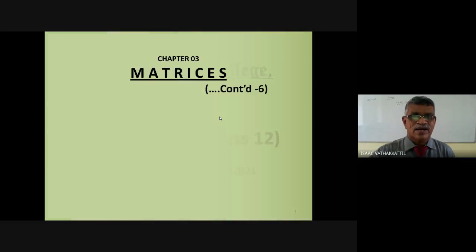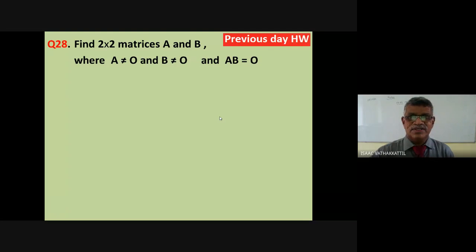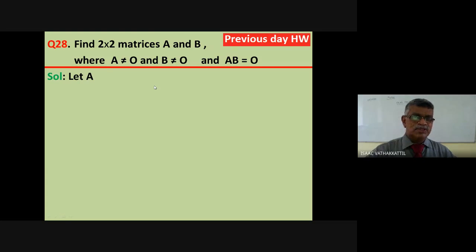Now, you were asking doubts in the 28th question. Few of them you were asking. Find 2 by 2 matrices A and B where A and B are non-zero and the product is 0. Few of you have submitted answers, absolutely right. Few made slight errors. I am just proposing an answer. It is not a unique one. I have taken it like this.